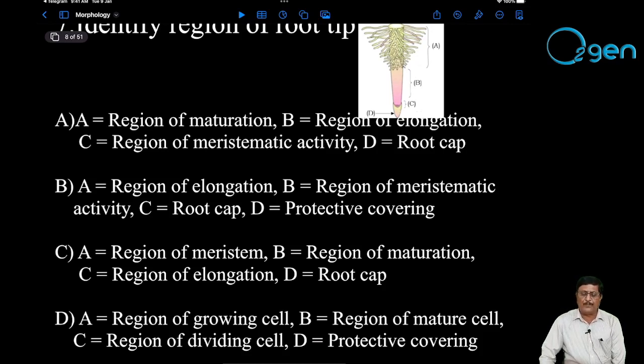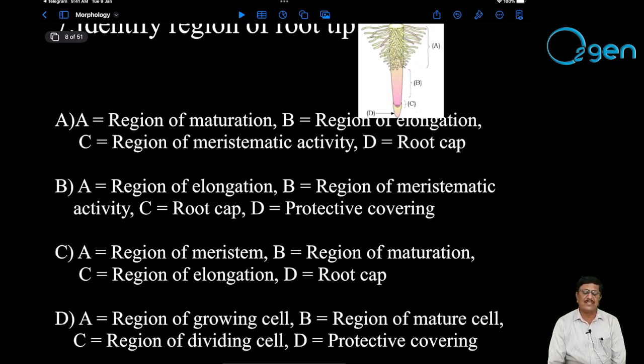The alphabet B is the elongation zone or region of elongation. Here there is an increase in the length of the root by developing the new cytoplasm. The alphabet C is the region of meristematic activity, that contains meristematic tissue which increases the number of cells but not the length. Elongation zone is the increase in the length.